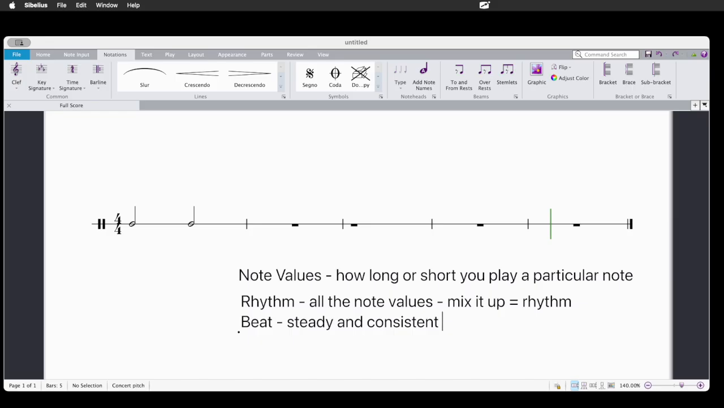Now, we can use things like metronomes or click tracks to help us stay on beat or stay on time. But when we talk about beat, we'll also talk about the word tempo, which is just how slow or fast a song is. That's a vocabulary word that'll come up again down the road.